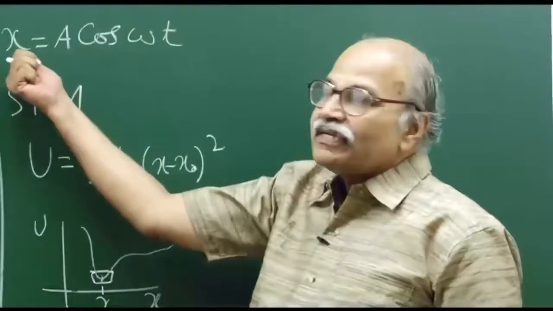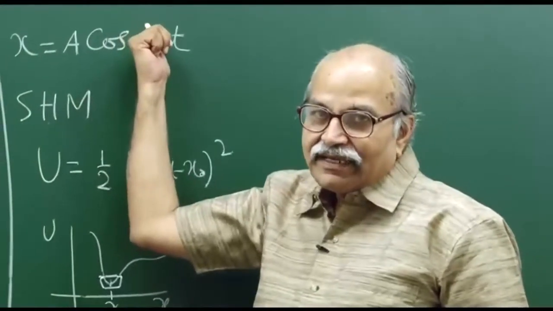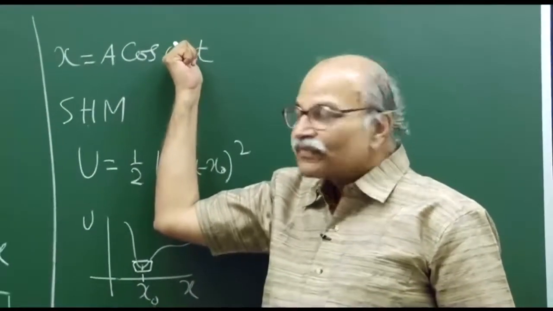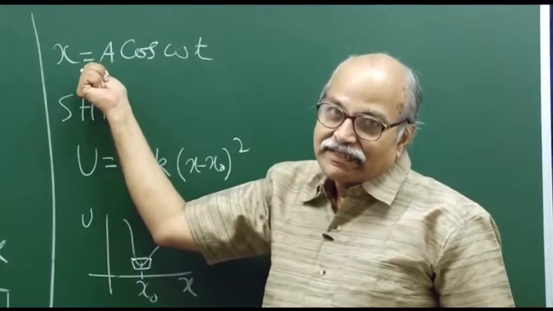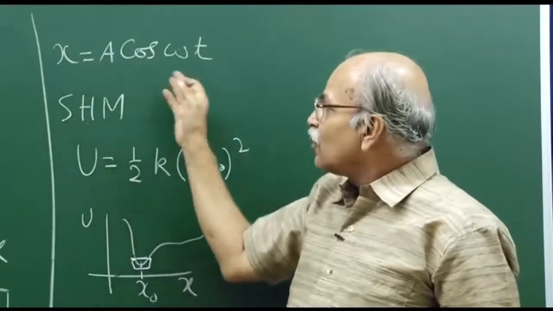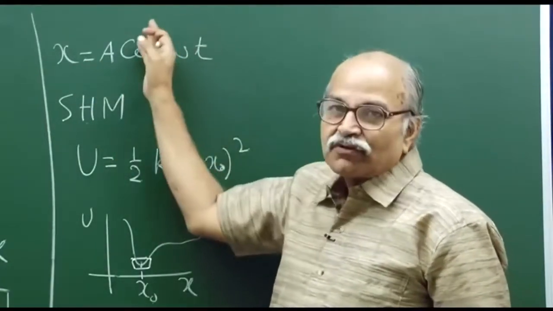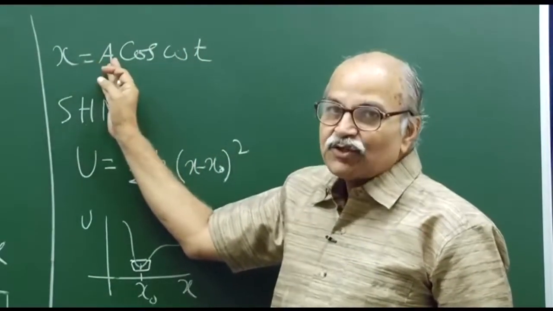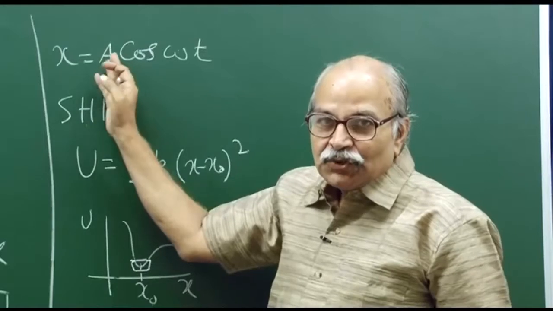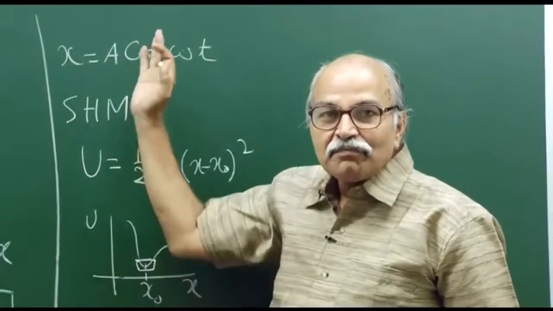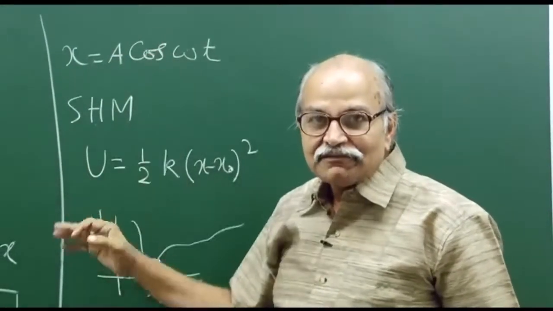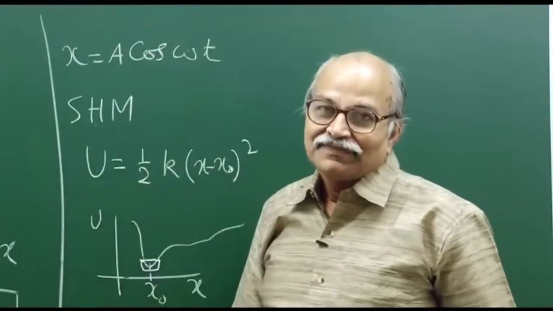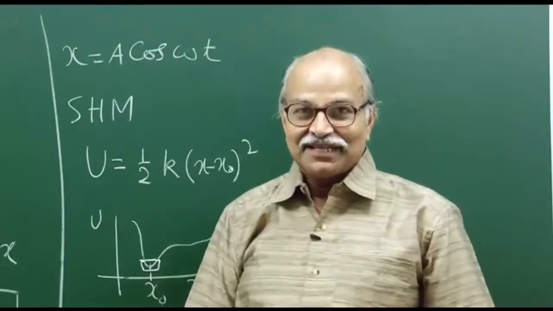Now, this equation tells that as time passes, the amplitude does not decrease, because this cos omega t will always go from plus 1 to minus 1. So, x will go from plus a to minus a. So, it is a constant amplitude oscillation for all time to come. Real systems are never like this.